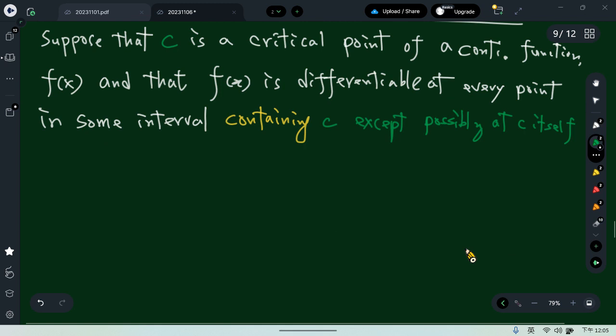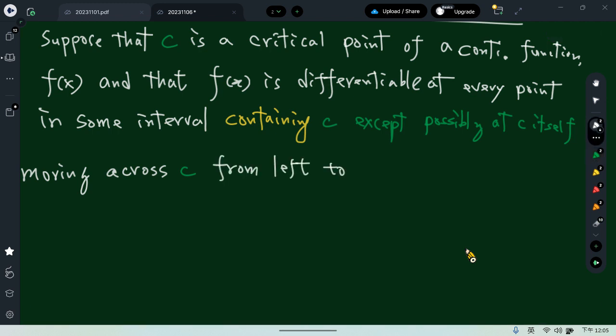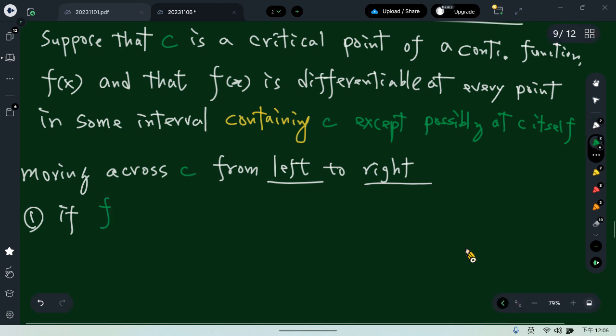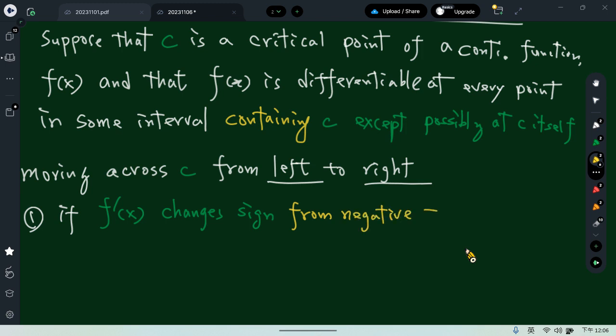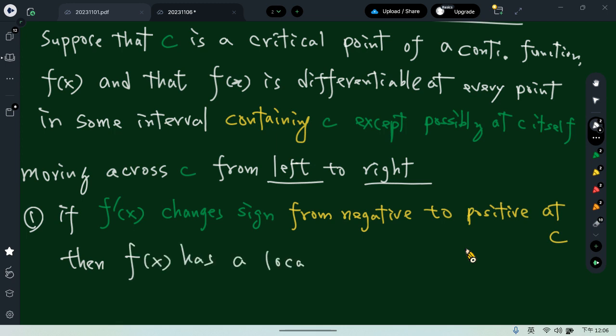Okay, so this is a precondition. Then when we move across C from left to right, one, if f prime x changes sign from negative to positive at C, then f of x has a local minimum at C.